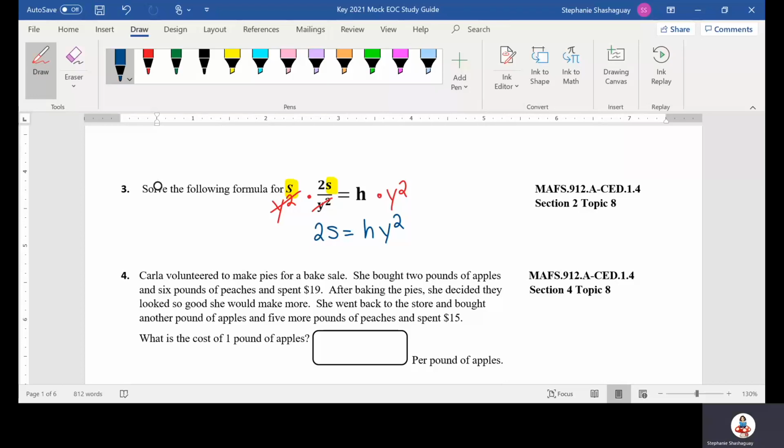But I still don't have that s on its own. I still need to isolate that s. That 2 is being multiplied by the s, so now I need to divide that 2 and divide that 2 on the other side of the equal sign. If I divide by 2 on the left, that's going to become 1. And then I have my divide by 2 on the right. So my final answer is s is equal to hy squared divided by 2.